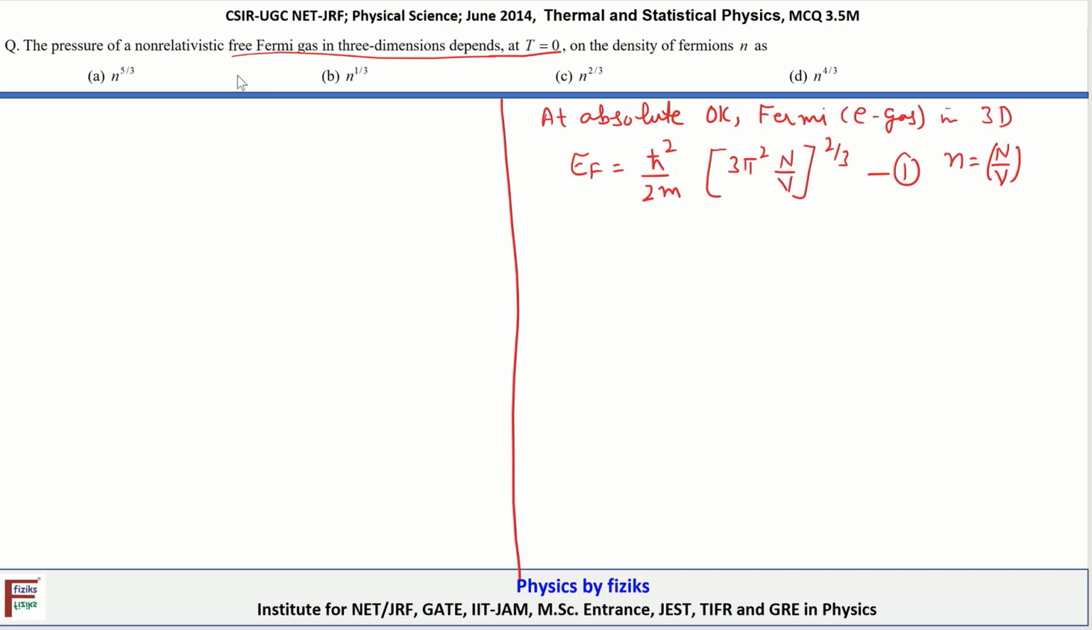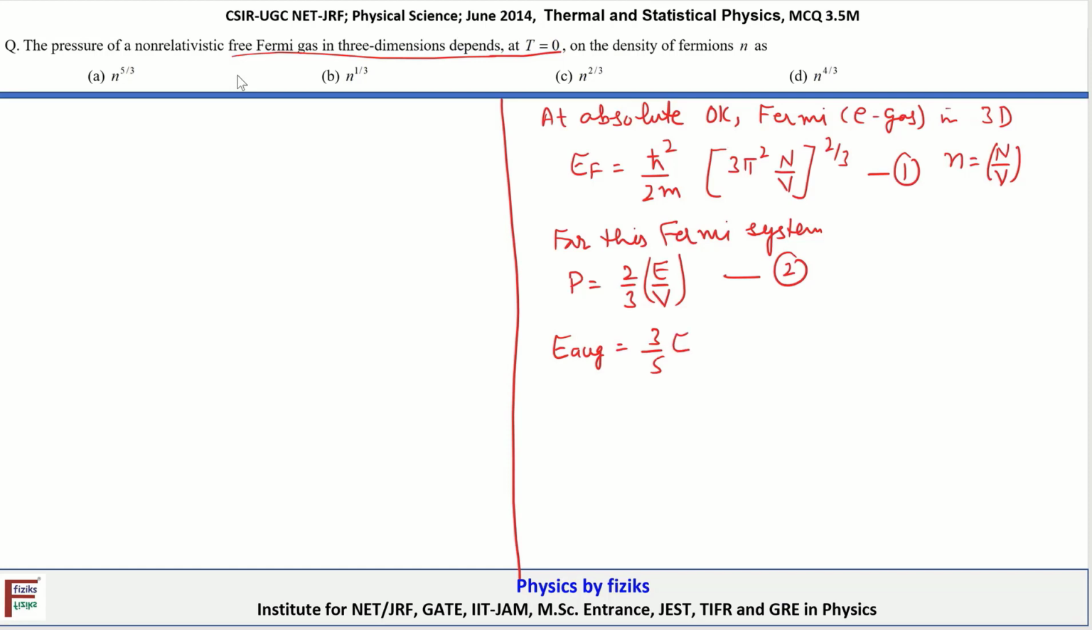And for this Fermi system, the pressure and energy density are related as pressure is equal to 2/3 of energy density. This result is valid for the non-relativistic system. Now the average energy per fermion, E average, is connected with the Fermi energy by this relationship: that is equal to 3 by 5 EF.